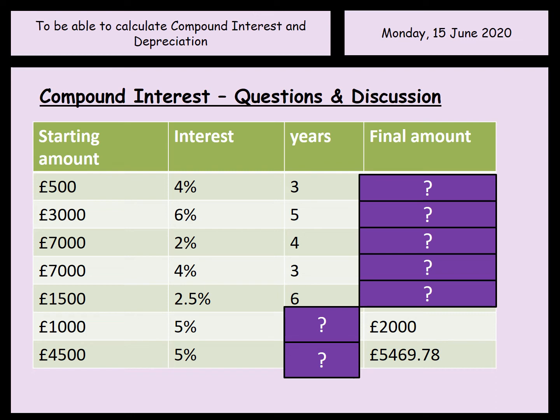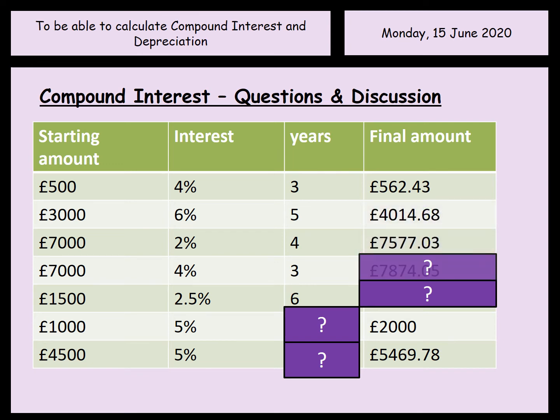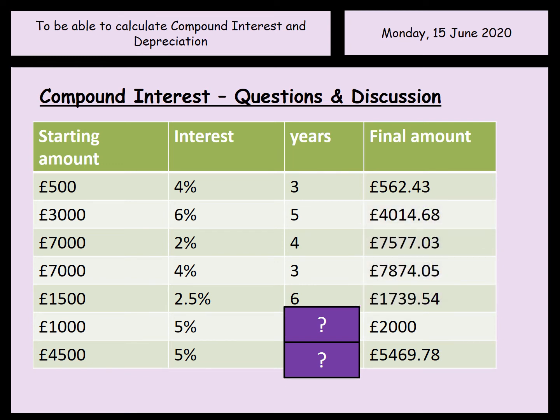Okay, so hopefully you've had a go at these questions by now, and I will reveal what the answers are. So for the first one, you're going to do 500 times 1.04 to the power of 3, get yourself a value. I'll reveal all of these answers. I'm going to do them all in the same way. It's your starting amount, 1 point, and then whatever your interest percentage is, so 1.06, 1.02, 1.04, 1.025, and then your powers are your years. So hopefully you should get these answers.